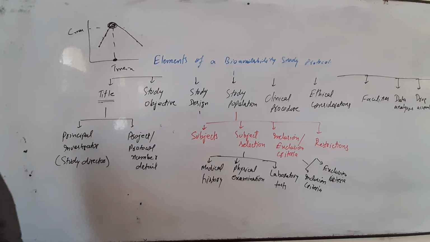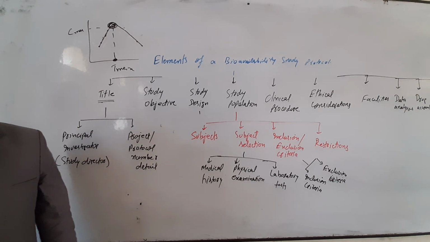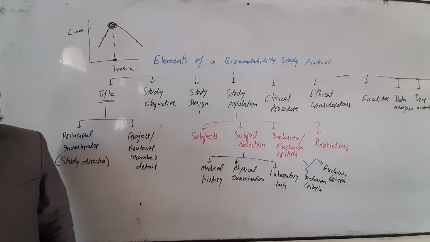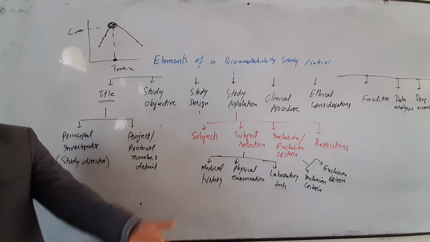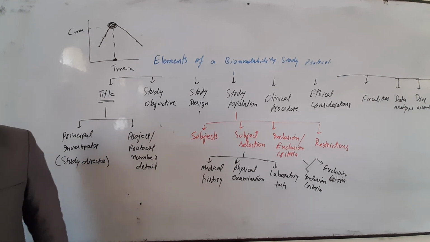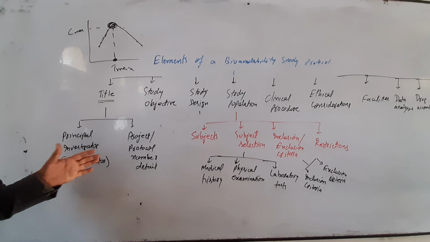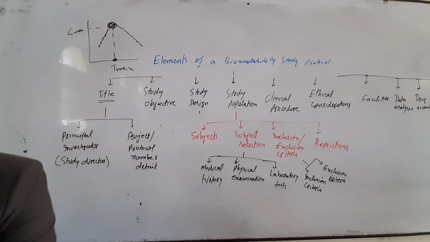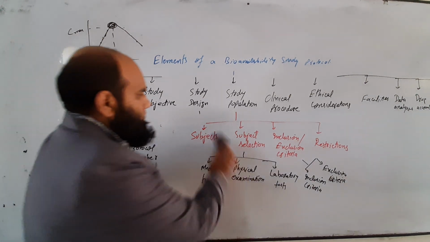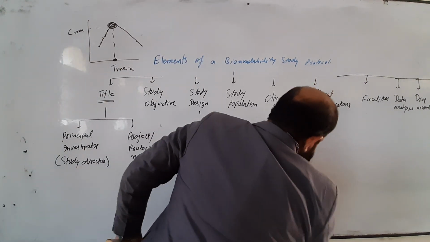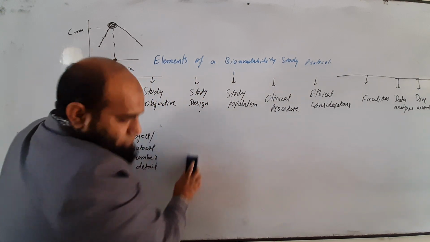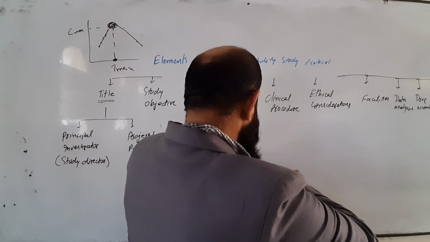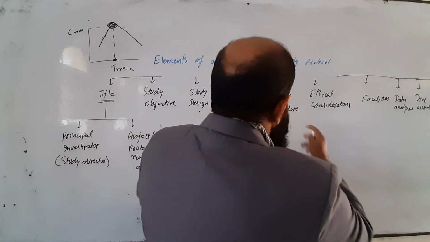For example, who will not be part of the study? Children will not be part of the study. People in old age, more than 45 or more than 50, would not be part of the study. So these are some restrictions, and these are some study protocols. Other is our clinical procedures. In the case of clinical procedures, we should have dosage and drug administration.